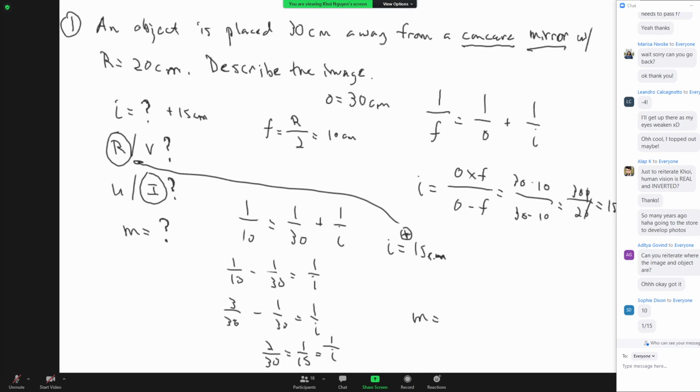Magnification equation tells us that's negative I over O. So that's negative 15 over 30, or negative 1/2. So negative tells us what? It's inverted. So reality check checks with the math. And now it's half as big as our object, right? You can also check by drawing a little sketch.